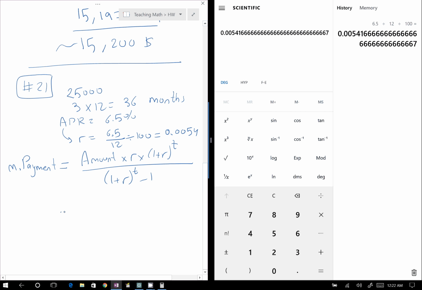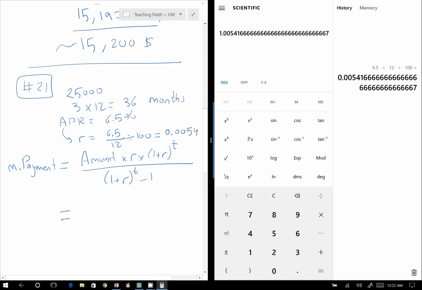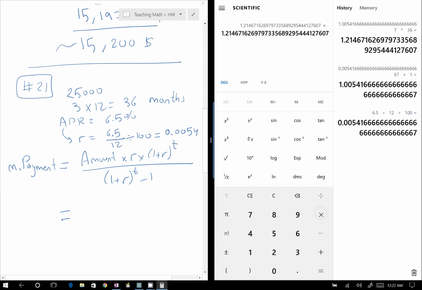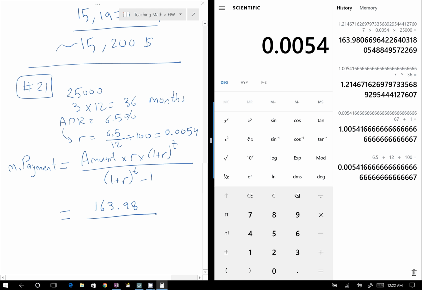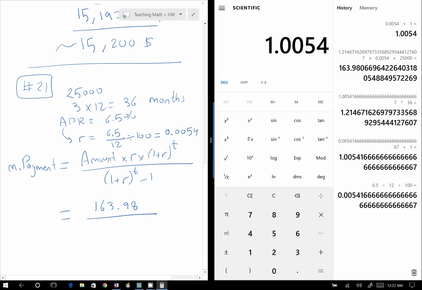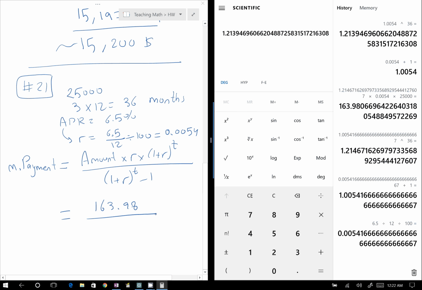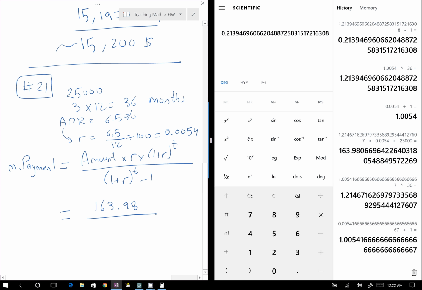Okay, so plus 1, that's 1 plus R raised to the power T, which is 36, multiplied by R, 0.0054, multiplied by the amount, which is 25,000, that's 163.98, divided by the same amount. Oh my god, that's a lot of work. 0.0054 plus 1, that's 1 plus R raised to the power 36 minus 1, 0.2139.